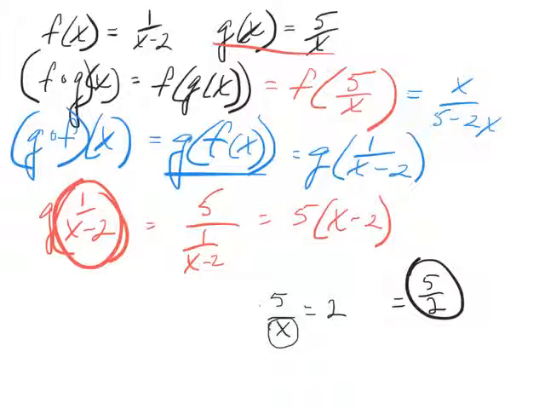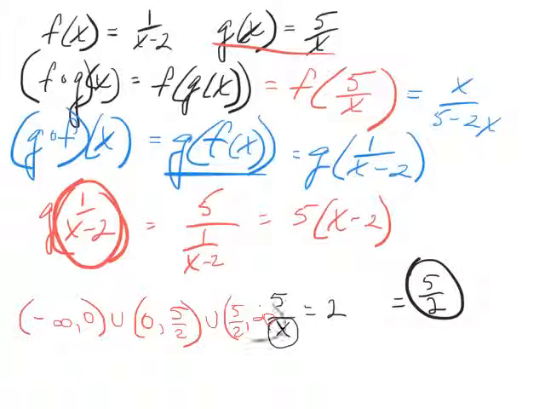So the domain of our f composite g cannot be 0, like right here, and it cannot be 5 halves. Or, if you want to write it in correct form, negative infinity to 0, but it can't include 0, that unions with 0 to 5 halves, but it can't include 5 halves, and then 5 halves, again can't include it, to positive infinity. So that ends up being the domain that works.